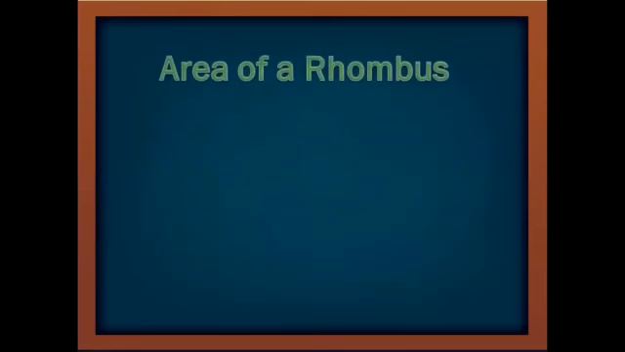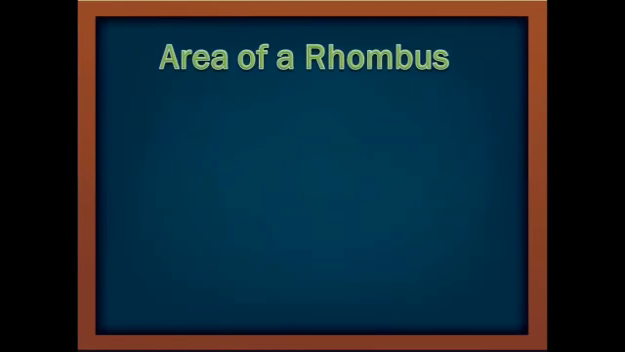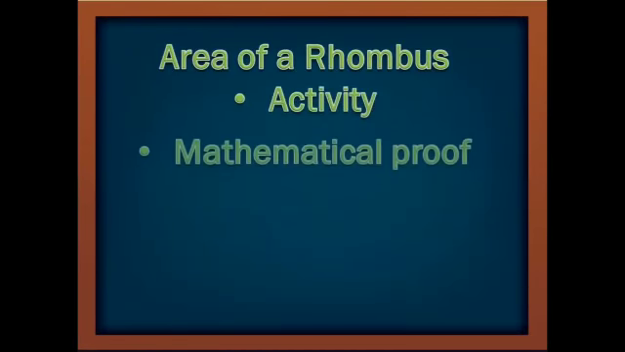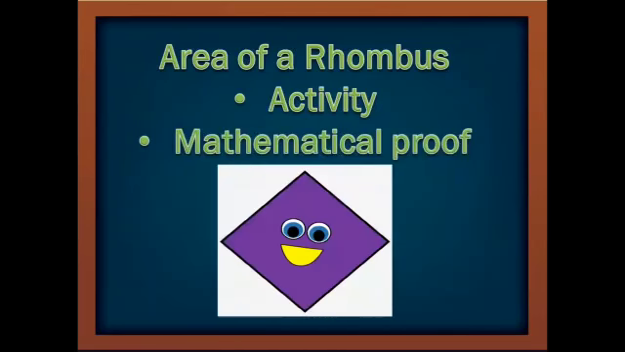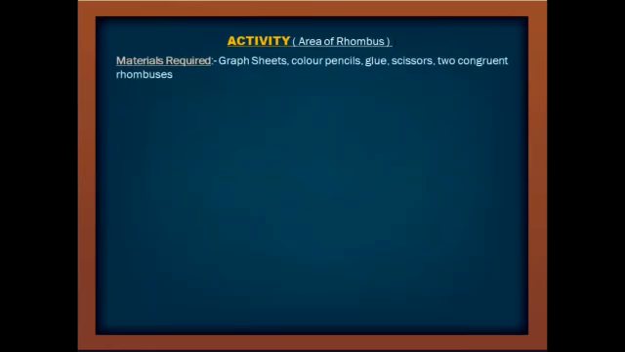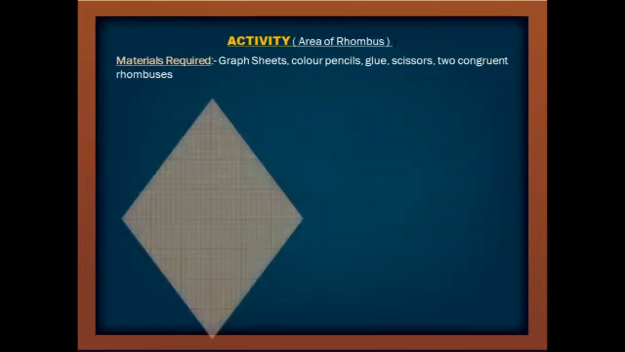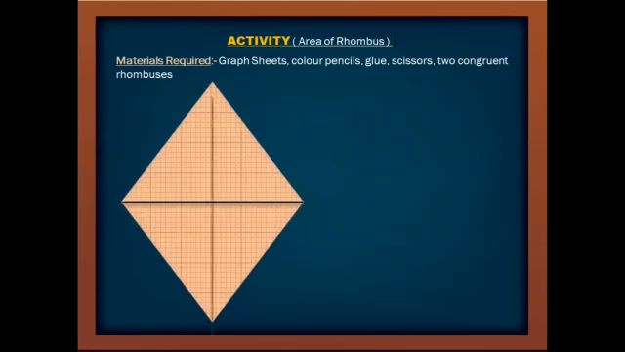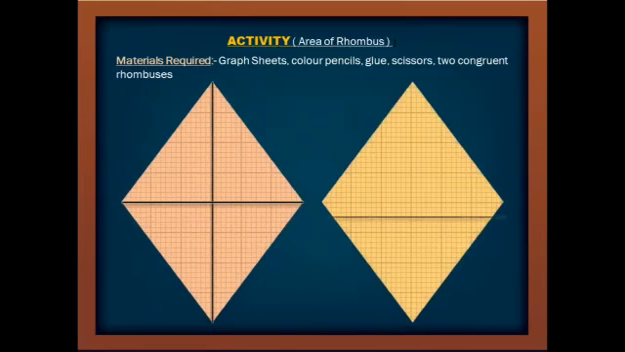Hello everyone, in this video we are learning about the area of a rhombus, an activity and its mathematical proof. For the activity, the materials required are graph sheets, color pencils, glue, scissors and two congruent rhombuses. Take two congruent rhombuses and mark their diagonals.